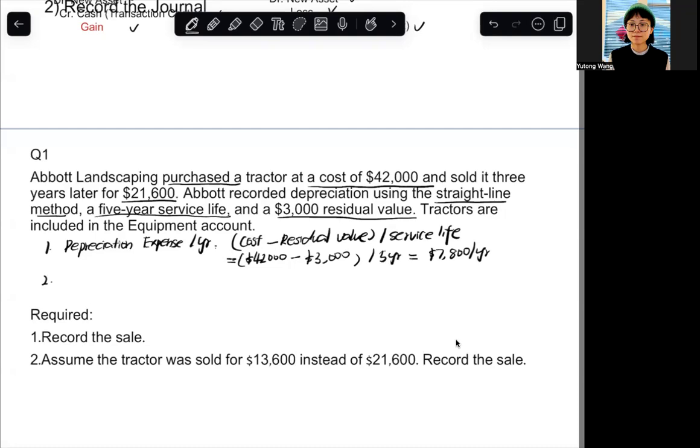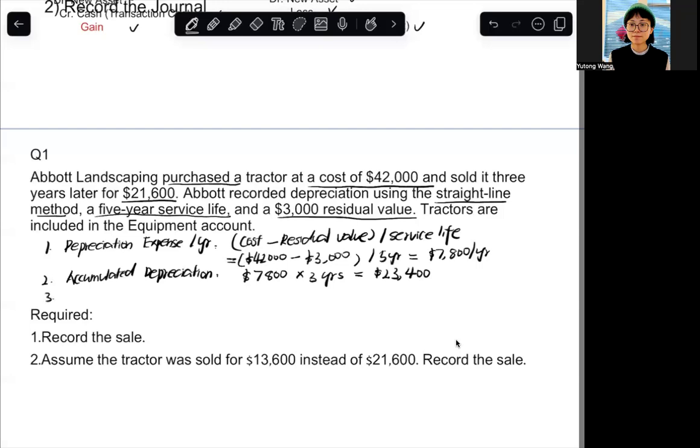And now 3 years have passed, so we can get the accumulated depreciation, equal to the depreciation per year times 3 years. Then we get 23,400 dollars.